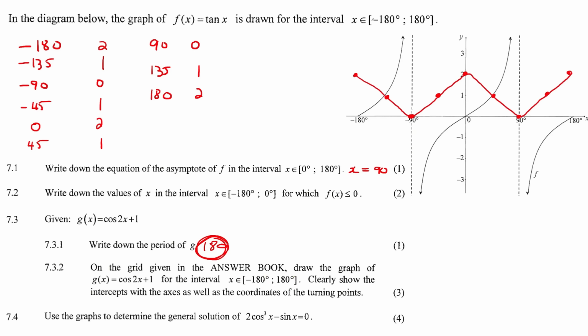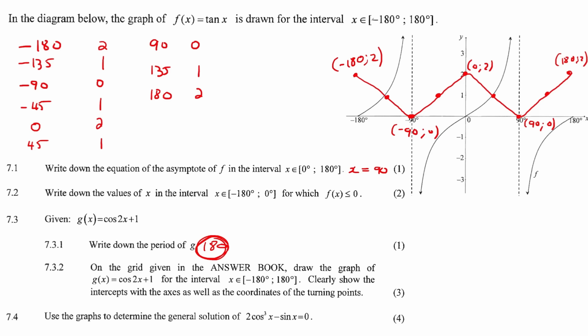Okay. Now they say clearly show the intercepts with the axes. So that's going to be 90 and 0. This is going to be 0 and 2, minus 90 and 0, as well as the coordinates of the turning points. Okay, so we already have that turning point. We already have that turning point. We have that one. And then technically this would have been another turning point if it carried on. So let's just label that to be safe. That's 2. And then let's label this one as 180. Okay, so we've got all that.